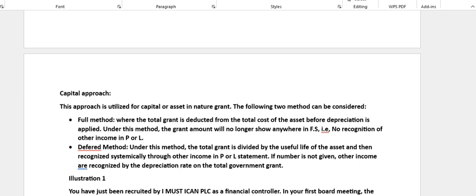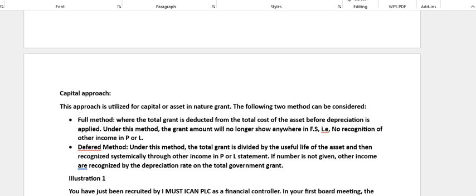Take for instance, the cost of your machinery is 100,000, and you get a government grant of 20,000. Under the full method, what you just do is you remove that 20,000 from the 100,000, and then you carry the asset in your statement of financial position at 80,000. The only thing you do is you go to your disclosure and tell us that we received a government grant of 20,000 and we have removed it from the cost of the machinery. It's as simple as that.